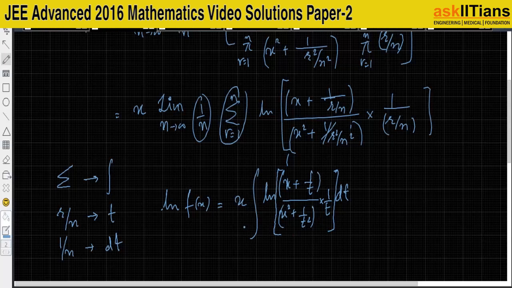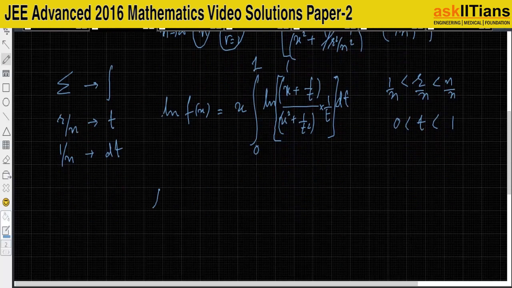Alright, so now I have to integrate this, and what will be the limits? r is going from 1 to n. So if I divide by n, r by n is t. Since n is tending to infinity, 1 by n will be 0, so t will go from 0 to 1. So the limits will be 0 and 1. Now I can integrate this and find out the value of f x.